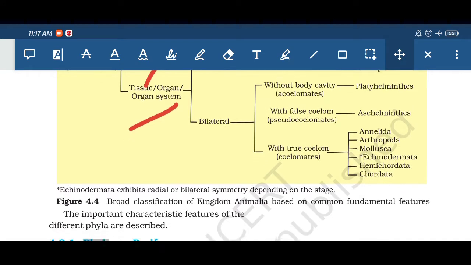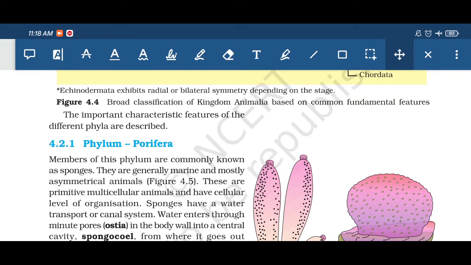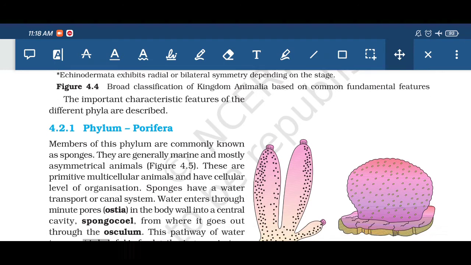Then see echinodermata, they have given a star over there. Echinoderms exhibit radial or bilateral symmetry depending on their stages. So the symmetry of an organism belonging to echinodermata depends on the stage it is in. The important characteristic features of different phyla are described.